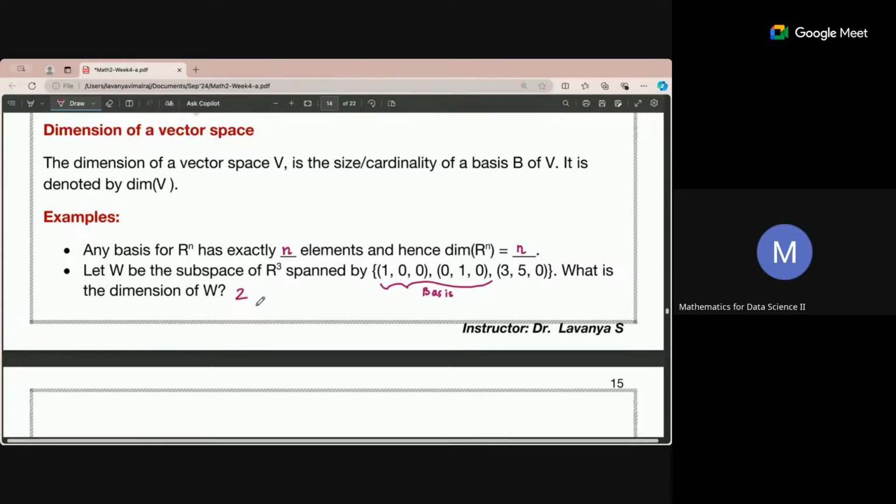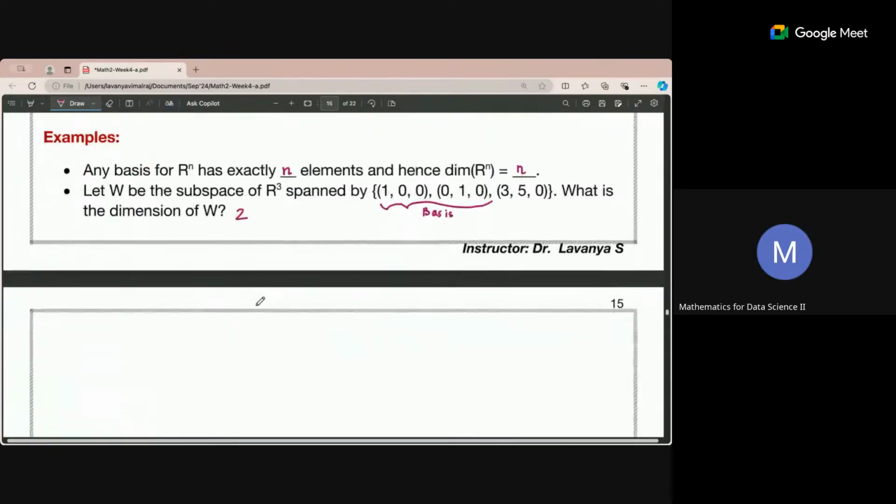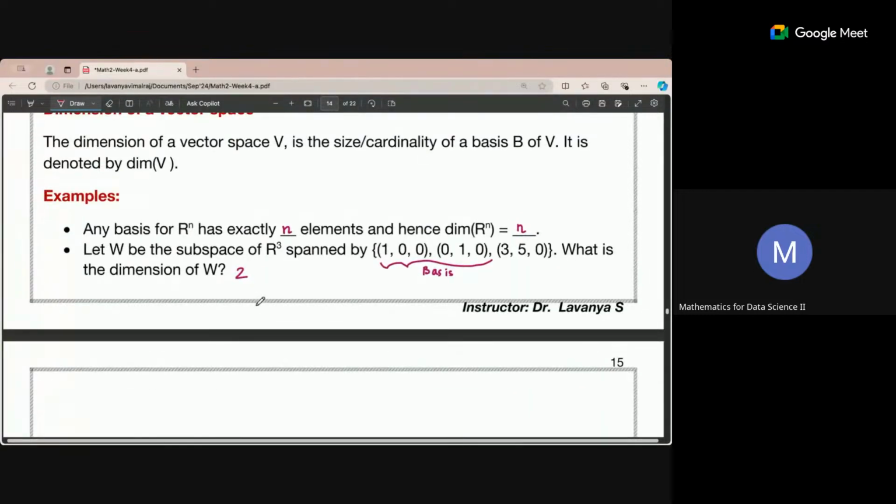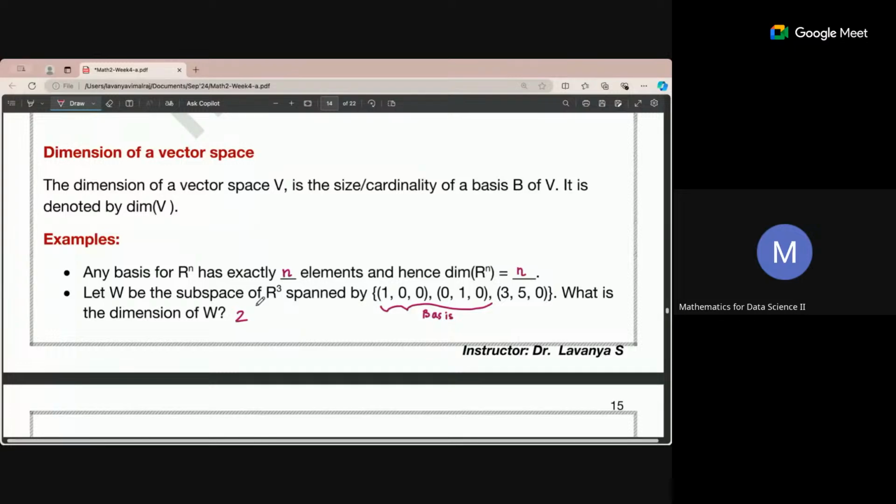Okay. Maybe the remaining problems we will consider in the next session. So till now we have covered what is meant by the dimension of a vector space. Ma'am, when is the next session? The next session is on Sunday. Okay, thank you. Ma'am, are you going to take that session? Yes. Oh, thanks.